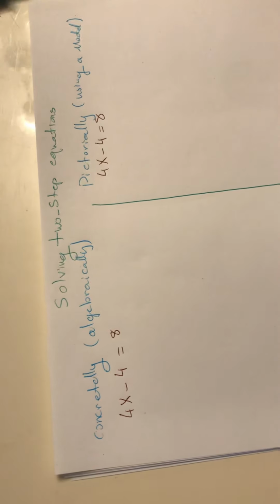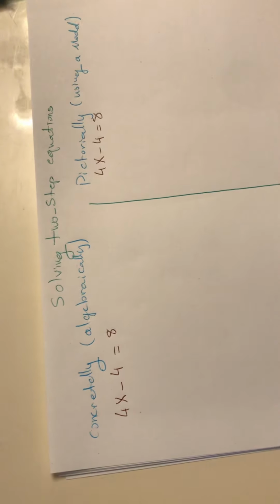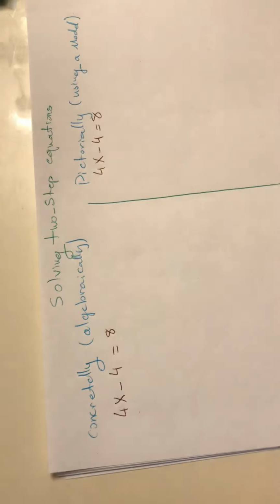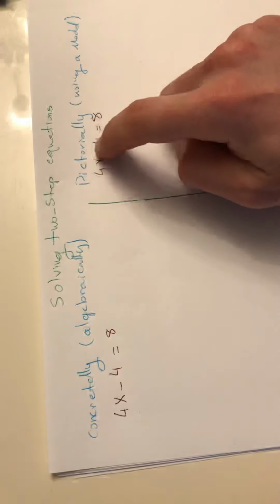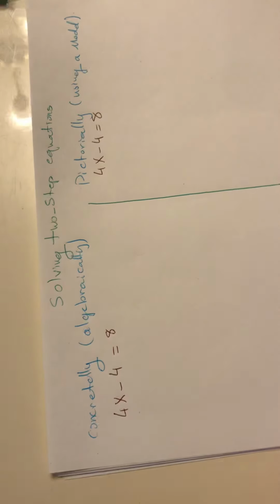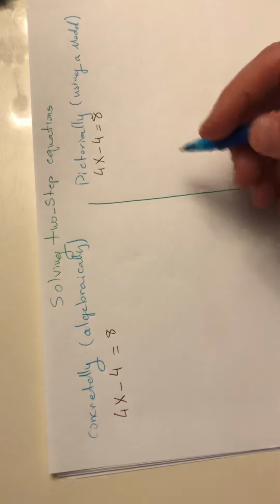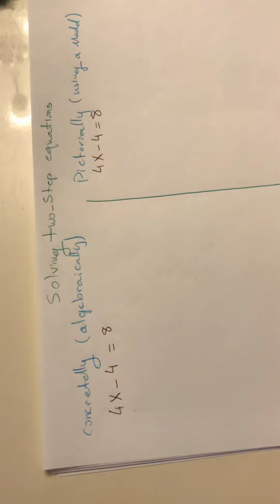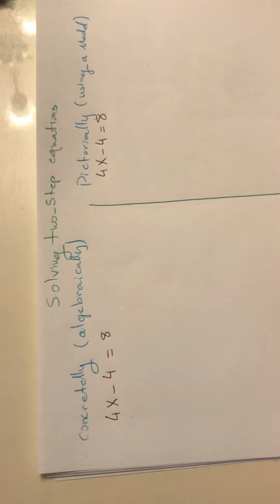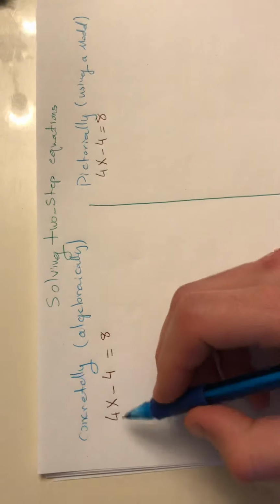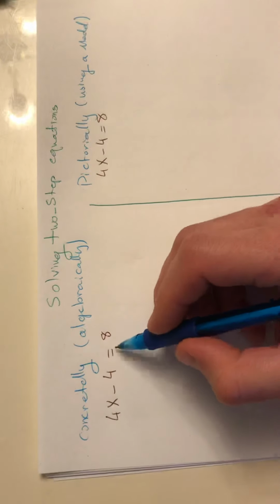Hello class. So right now we are going to solve a two-step equation, both concretely and pictorially. Let's start with concretely first. That's the same thing as saying algebraically or using numbers. So let's see. 4x minus 4 equals 8.